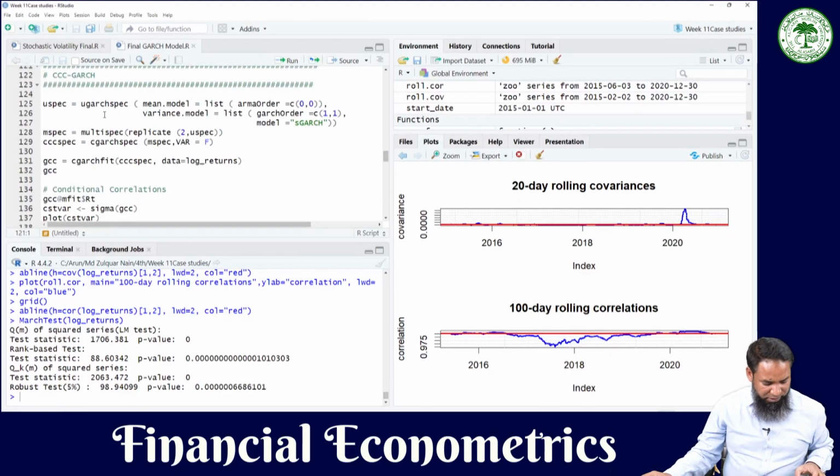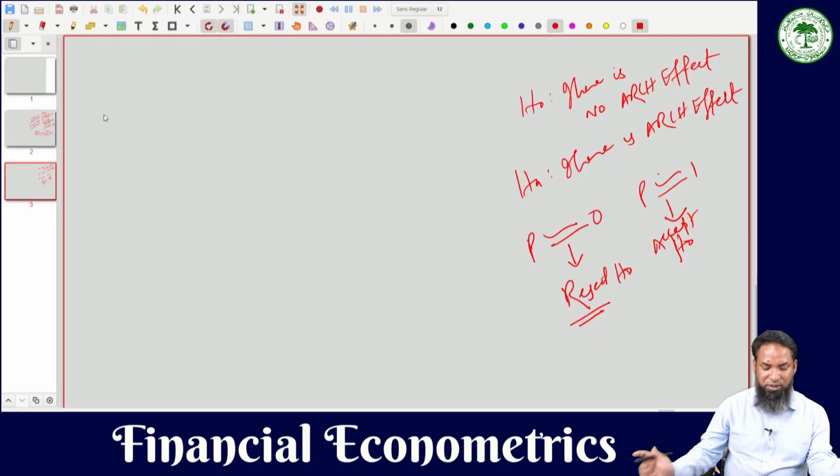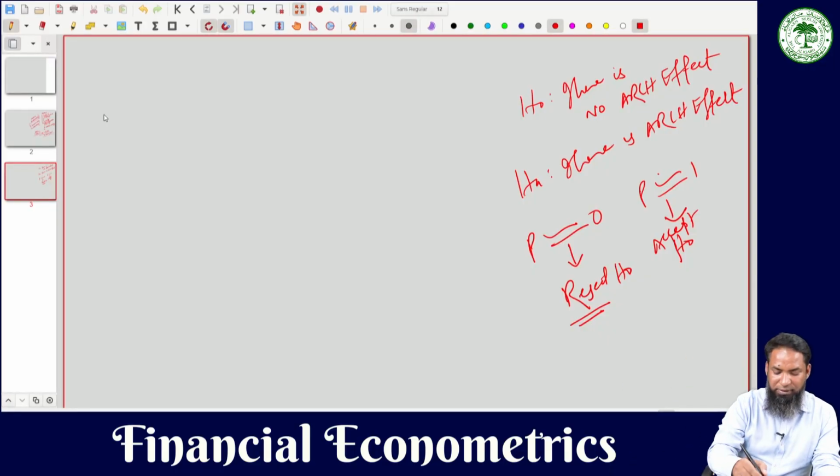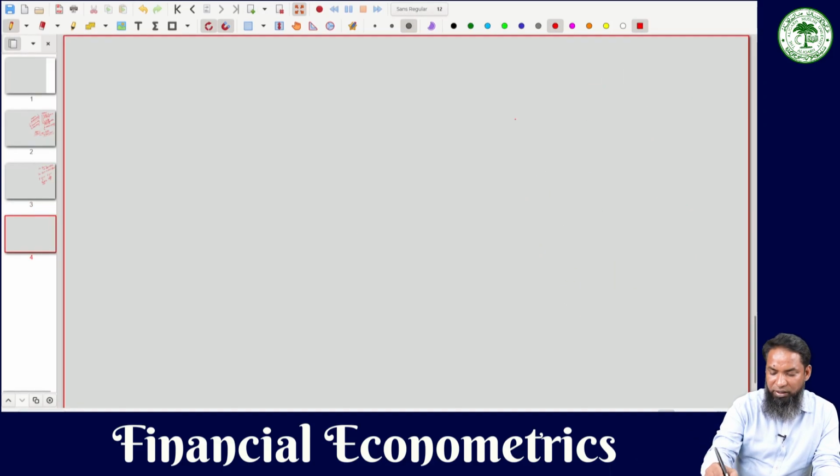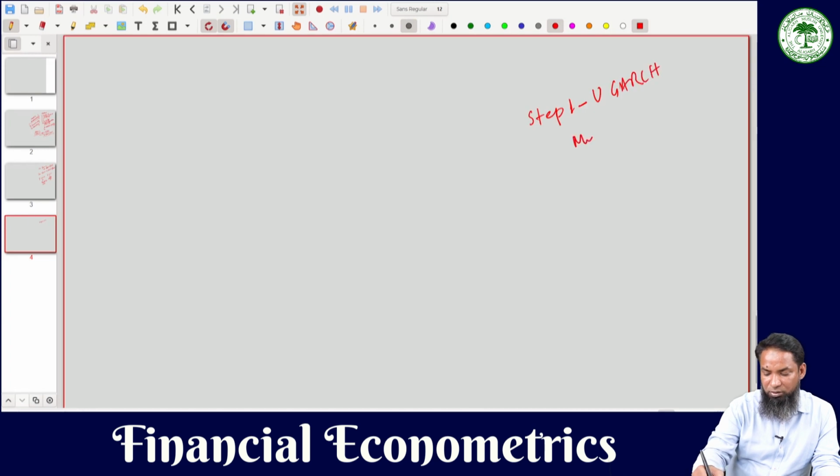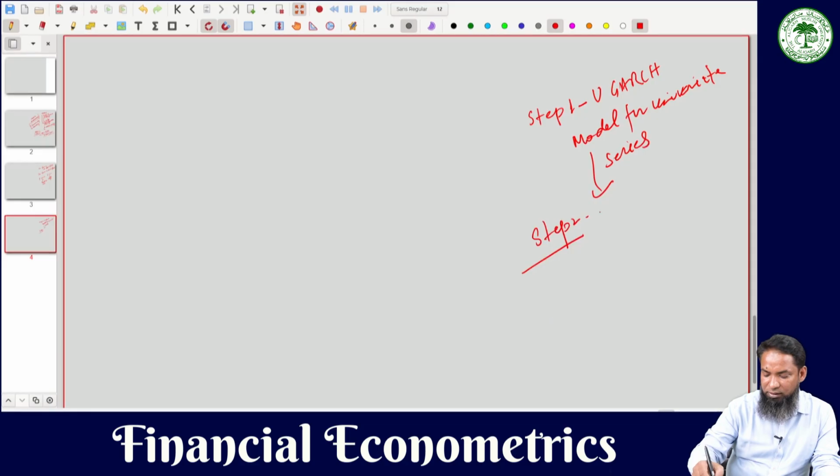In the multivariate GARCH model, basically we follow 3 steps. In the first step, we estimate the univariate GARCH model for each univariate series. Then in step 2, we use this standard deviation to fit the multivariate GARCH model.